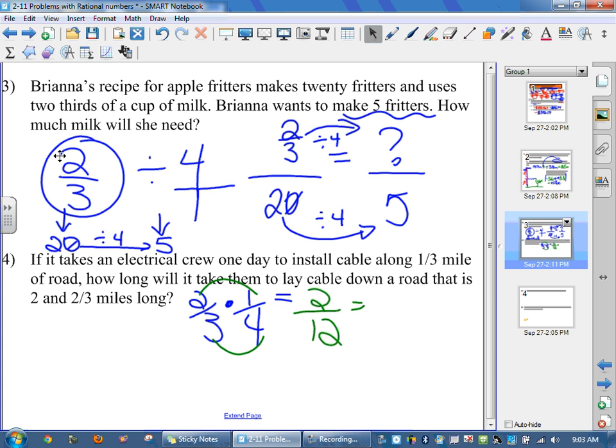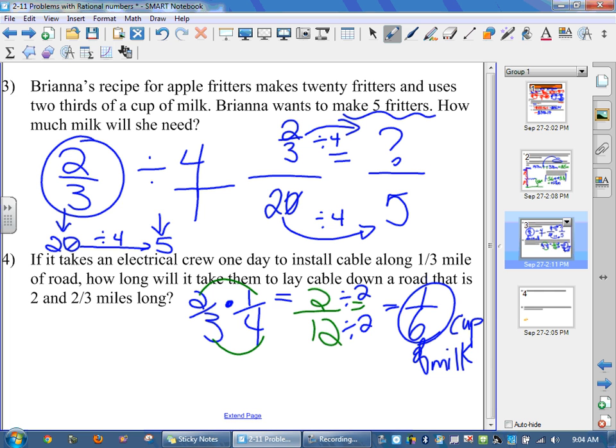What does it reduce to? 1 over 6. Good. You can divide the top and the bottom both by 2. So that's going to give you 1 over 6. So that means you need 1/6 of a cup of milk. You no longer use 2/3 of a cup of milk. You need 1/6 of a cup of milk to make 5 apple fritters instead of 20.